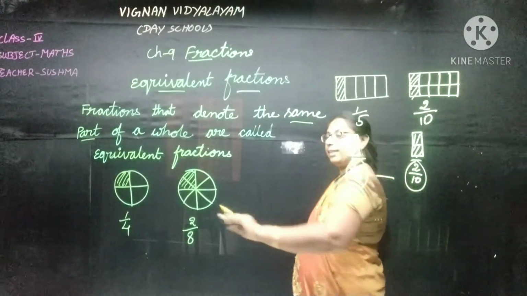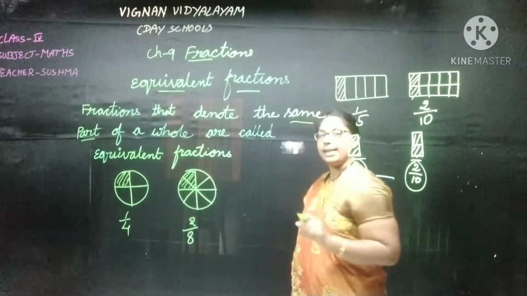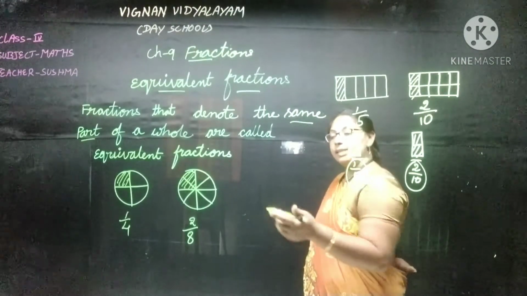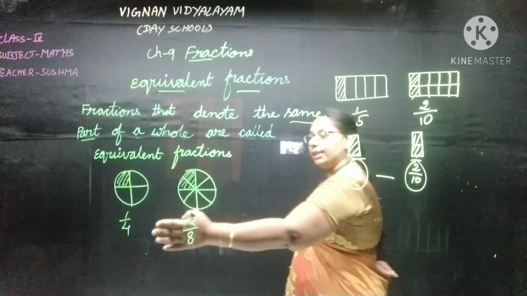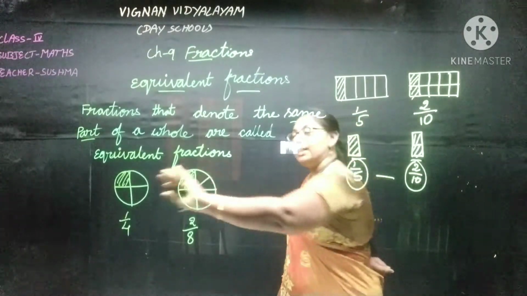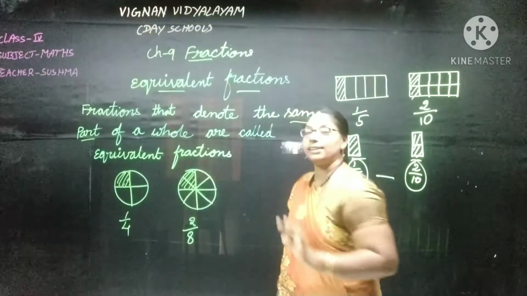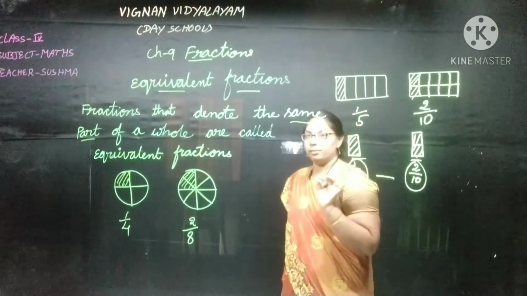2/8. Means here, see, you ate only 1 piece. But here the piece which you ate is the same as the piece which your sister ate. Even though it is 1/4 and here it is 2/8, it is showing the same part of the whole. These 2 fractions are showing the same part.